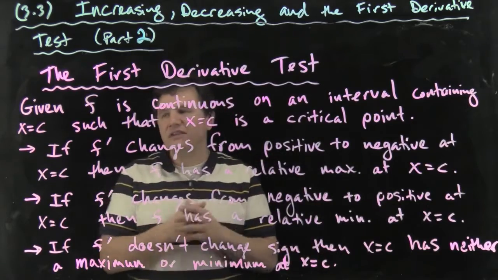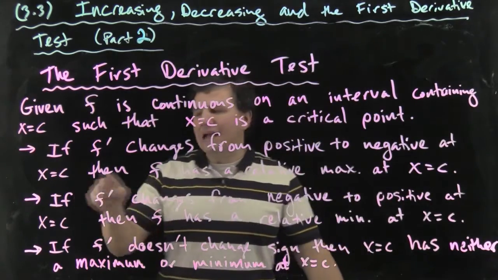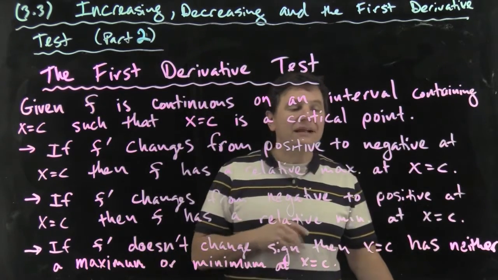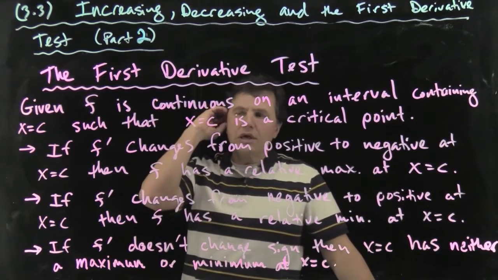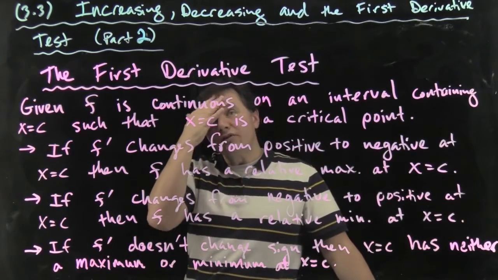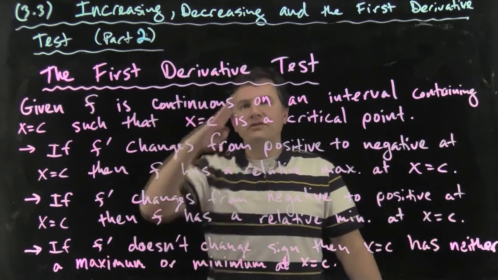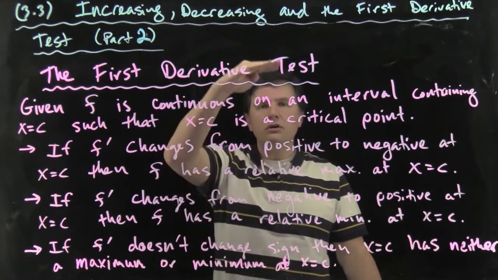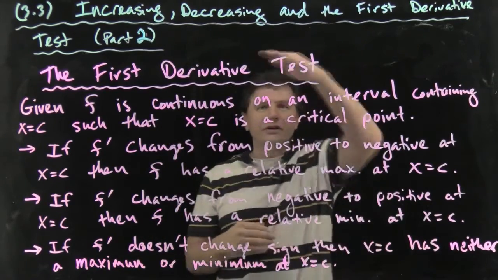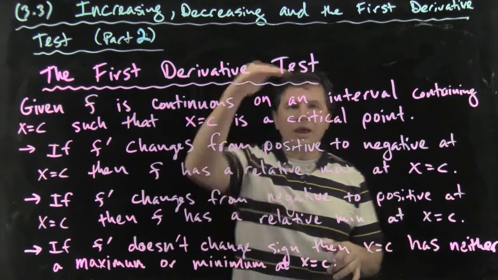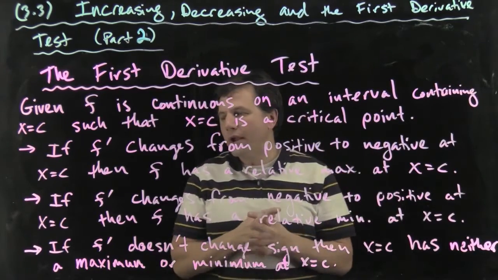Then what we're going to do is test either side. If f prime changes from positive to negative at x equals c, then f has a relative maximum at x equals c. So if you think about that, this is kind of logical. F prime changes from positive to negative. So what does it mean for f prime to be positive? That means our slope is positive. That means the function is increasing, as we talked about in the other video. So if f prime goes from positive, f increasing, to negative, then what we have is a maximum. So derivative goes from positive to negative, we're going to have a maximum at that point.